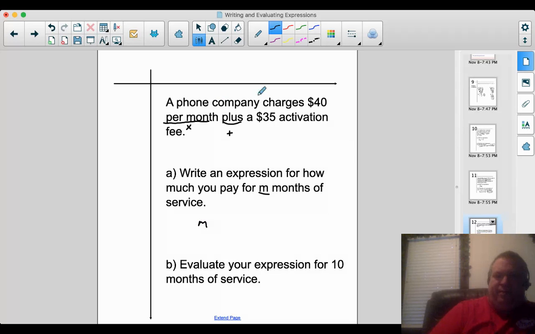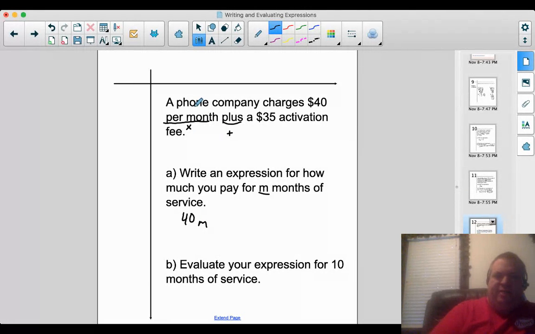So if I think where the multiplication is going to come in, well, it's $40 per month. That means I'm going to take the number of months and I'm going to multiply it by $40. So if it's just 1 month, that's 40. If it's 2 months of service, that's 80. 3 months is 120. So $40 per month is $40 times the number of months.